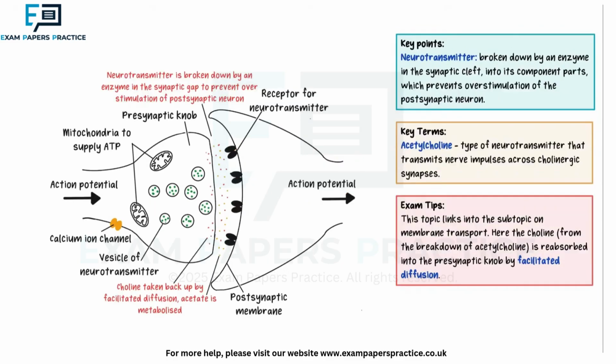its journey. To prevent continuous synaptic transmission, the neurotransmitter is rapidly broken down by specific enzymes. For example, the neurotransmitter acetylcholine is broken down by acetylcholinesterase into acetate and choline. The choline is then taken back up into the presynaptic knob by facilitated diffusion to be recycled and used to make more acetylcholine. The acetate is metabolized. The removal and breakdown of neurotransmitters play a crucial role in the regulation of synaptic transmission and preventing overstimulation of the postsynaptic neuron.